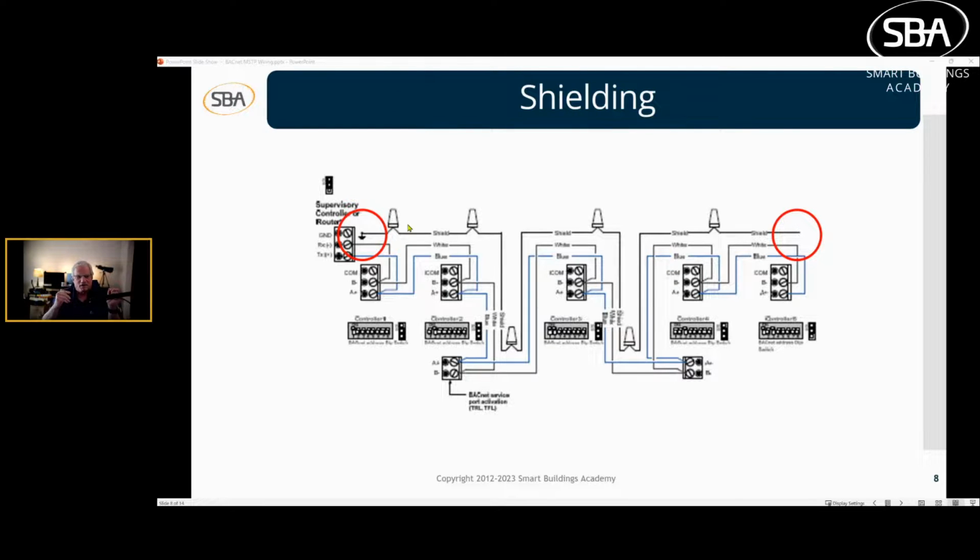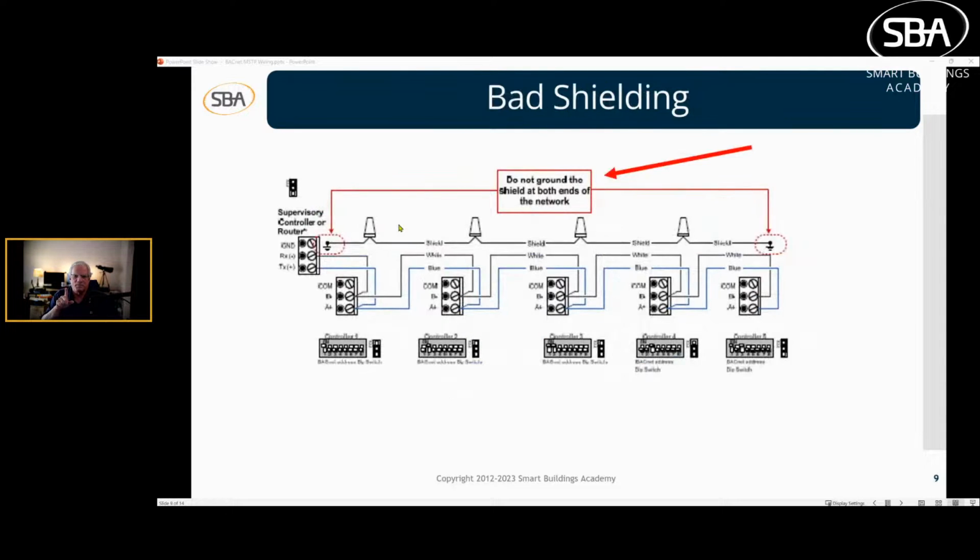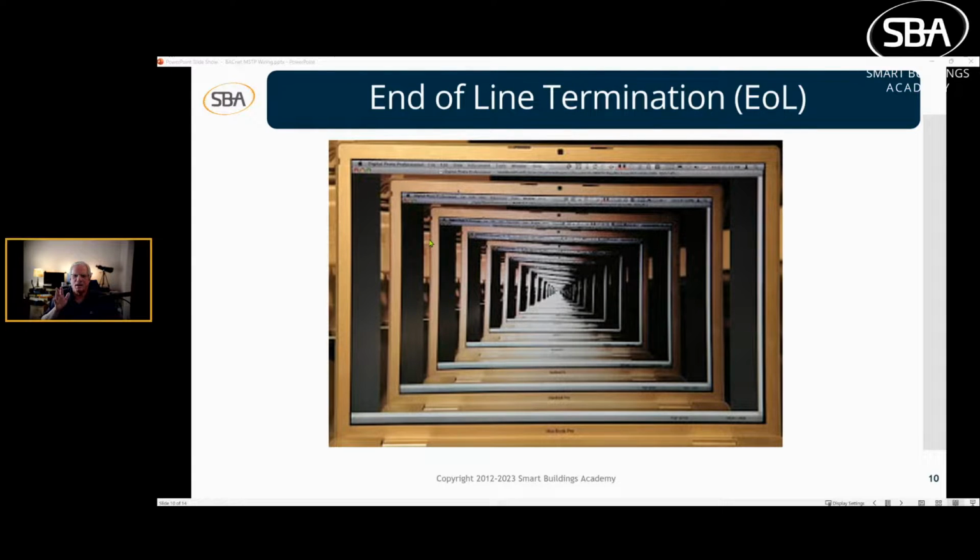This is another one of the things I found at that very large manufacturing plant in the Midwest. Shielding grounded at both ends. That's a no-no. So that's bad shielding to ground it at both ends. See, this is an example of bad shielding. Just don't do that. You're going to make an antenna. You'll really mess things up.